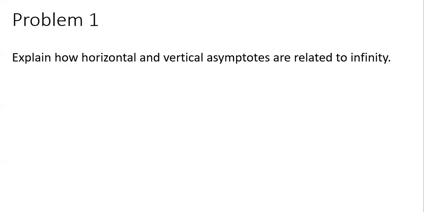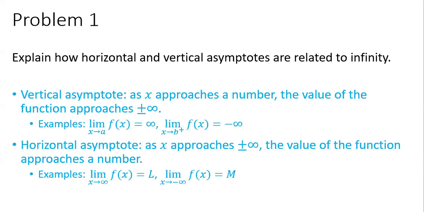Okay, number one, this is just a general conceptual question. Explain how horizontal and vertical asymptotes are related to infinity. This probably won't be asked in the AP exam, but we need to know this concept.